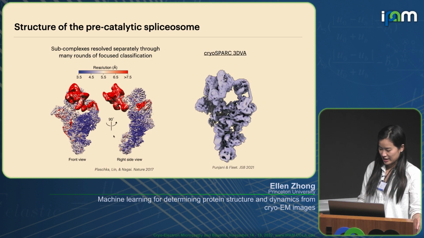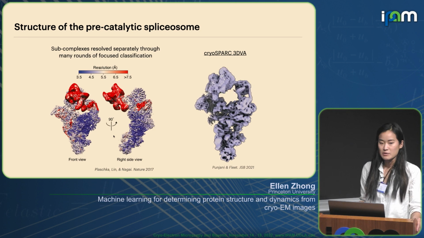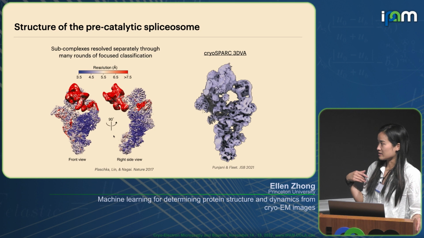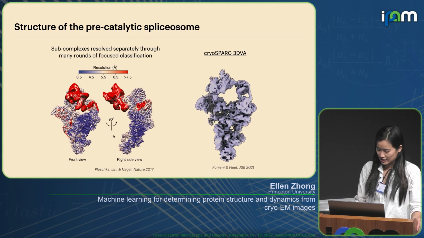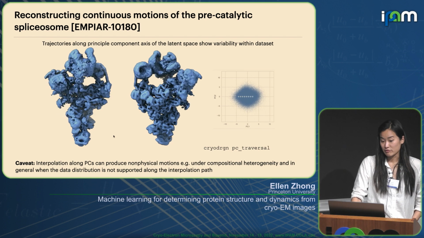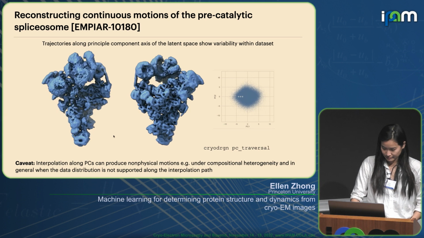Analyzed with CryoSpark 3D-VA, we also see this large-scale motion, but because of the linear subspace model, the motion kind of manifests as this appearing and disappearing artifact. And this is what we get when we train CryoDragon on this particular data set.